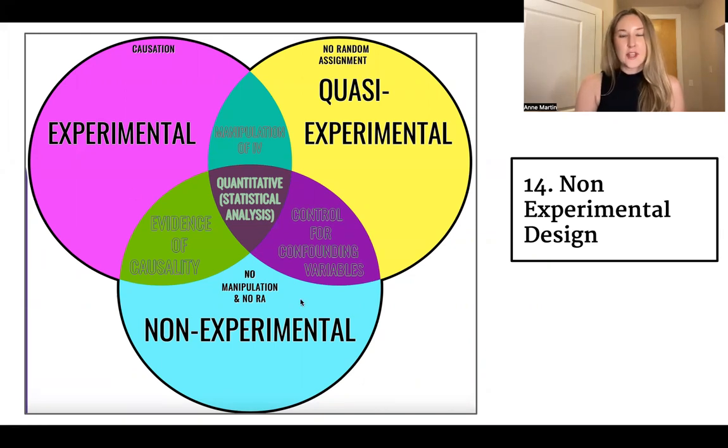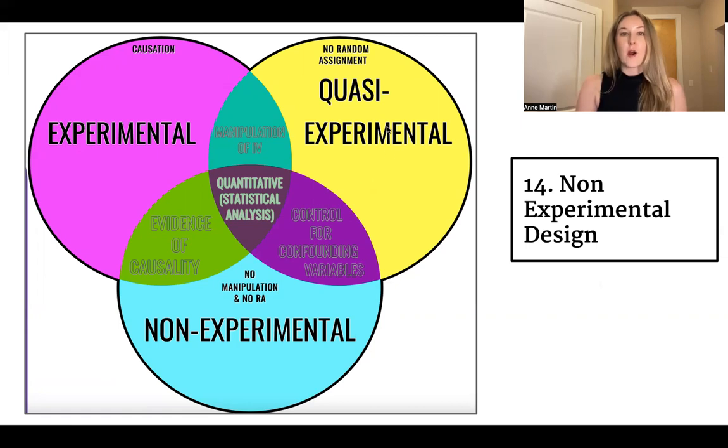So I have this triple Venn diagram here to sort of compare and contrast the different iterations of quantitative design that we are covering in this course. So the first one, experimental design. Experimental design is the only design that you can use to show causation. Now, we are going to be reading about non-experimental design this week, and you can have evidence of causality, and so you will get into that in this chapter.